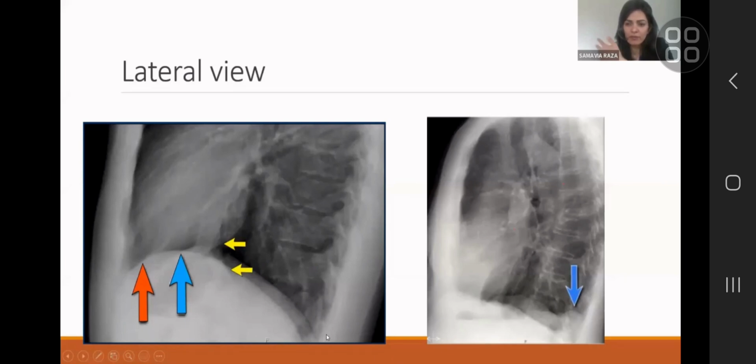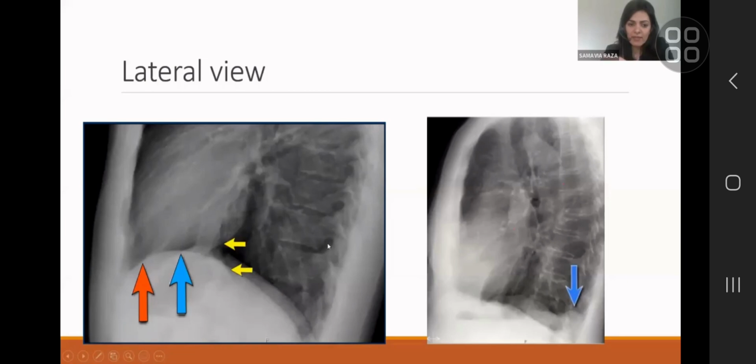So fluid needs to be about 100 to 150 ml in the pleural space to be visible on the frontal view, whereas on a lateral view, it can show up much sooner. So on a frontal view, this may look like a very sharp CP angle, but on a lateral view, you will be able to see a bit of meniscus there and be able to identify pleural fluid.